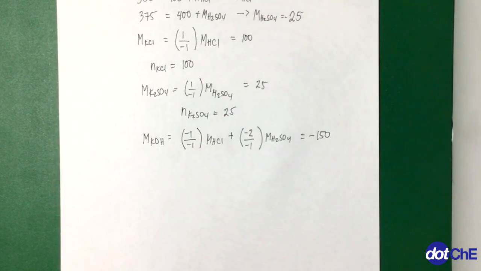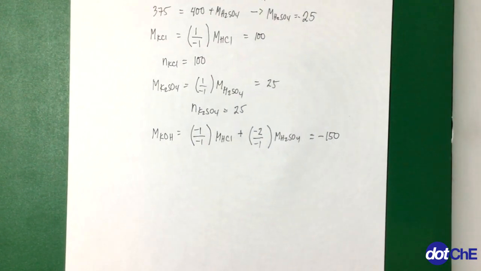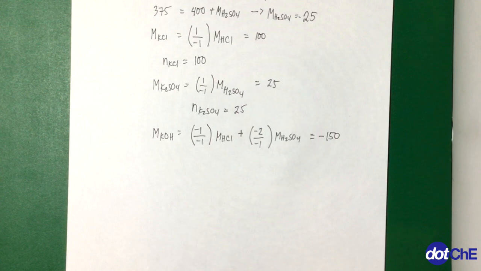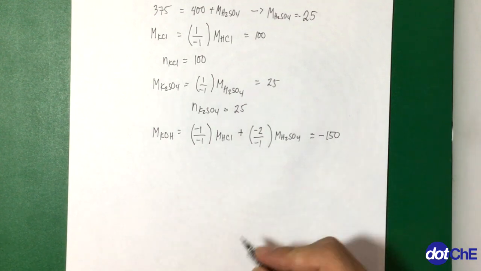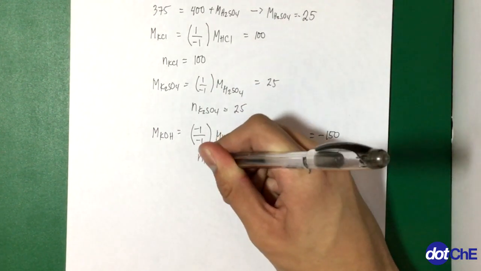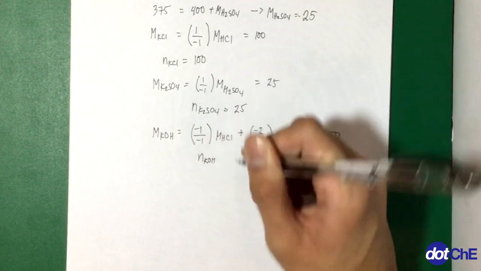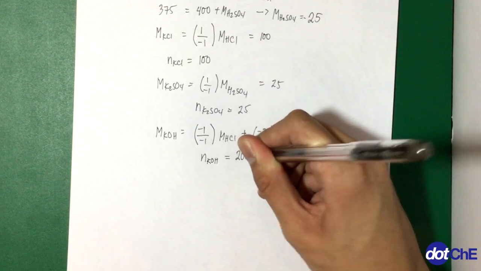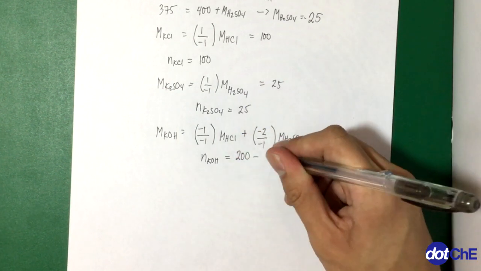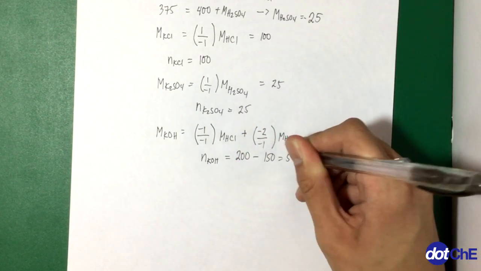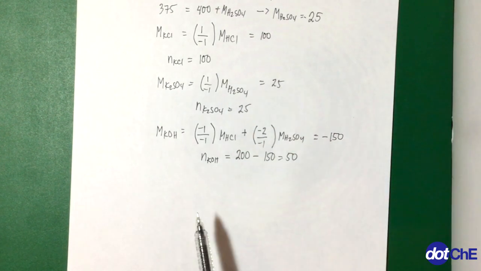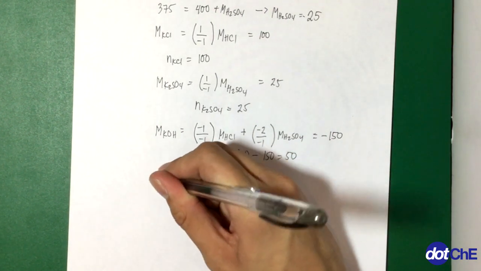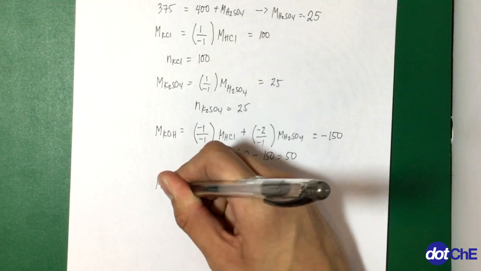I hope everything is clear so far. You could pause the video to reflect if you need more time to grasp the concept. So our NKOH is equal to the initial amount, which is 200, minus the modification term, which is 150, which is equal to 50. Alright? Now let us consider H2O.